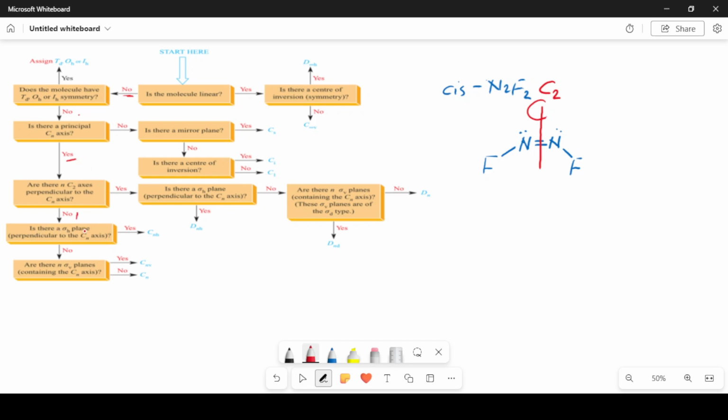So, is there a sigma H perpendicular to the CN axis? Meron ba? Wala naman, di ba? Kasi, pag sinabi perpendicular, mirror image na ganyan. Mapapansin natin that they will not be identical. So, again, it's a no. So, are there sigma V planes containing the CN axis? Yes, and this one here, di ba? Beneath the molecule that contains the axis, and that is sigma V. Combining the C2 and sigma V, we will obtain a point group of C2V. That's the answer for our number one.